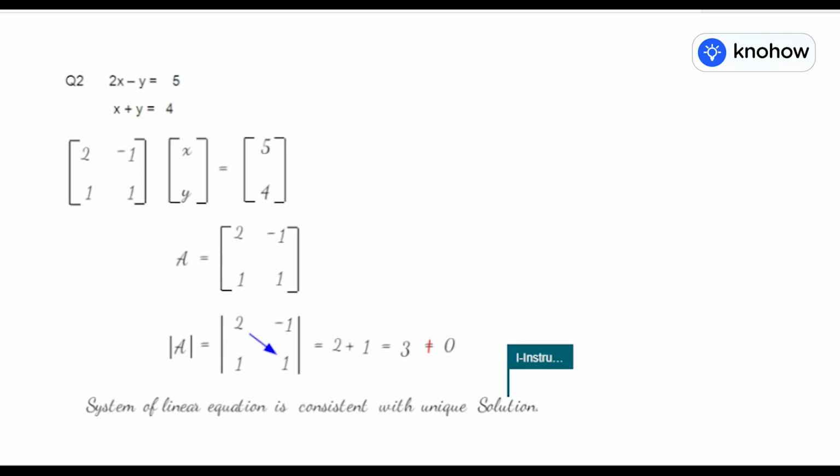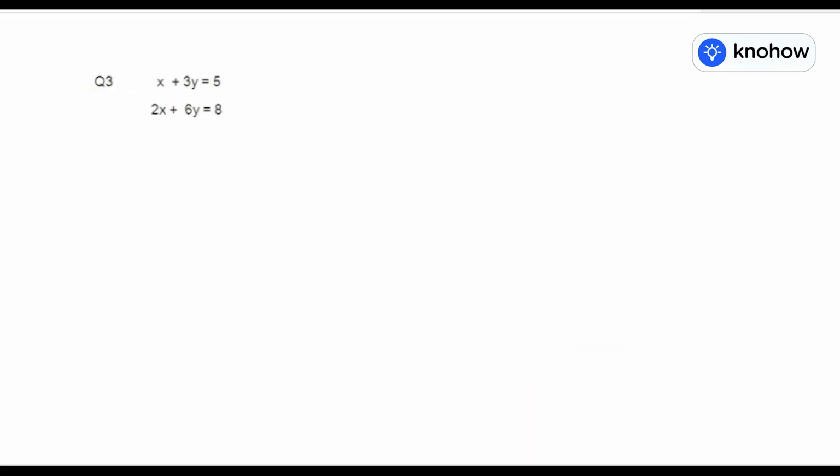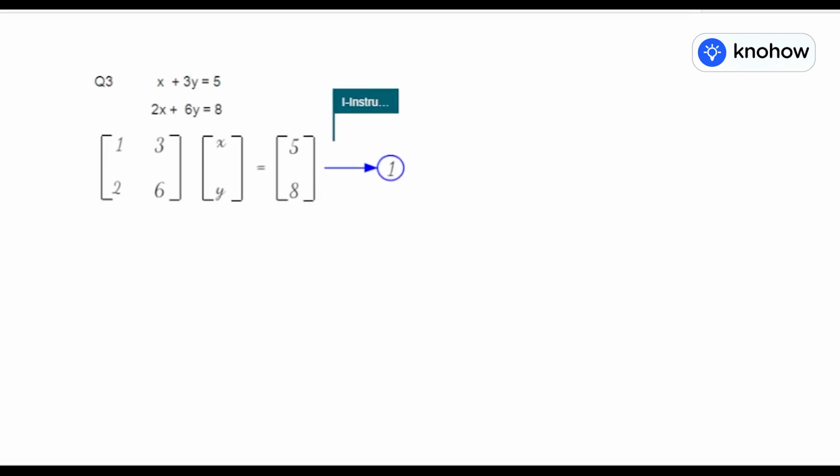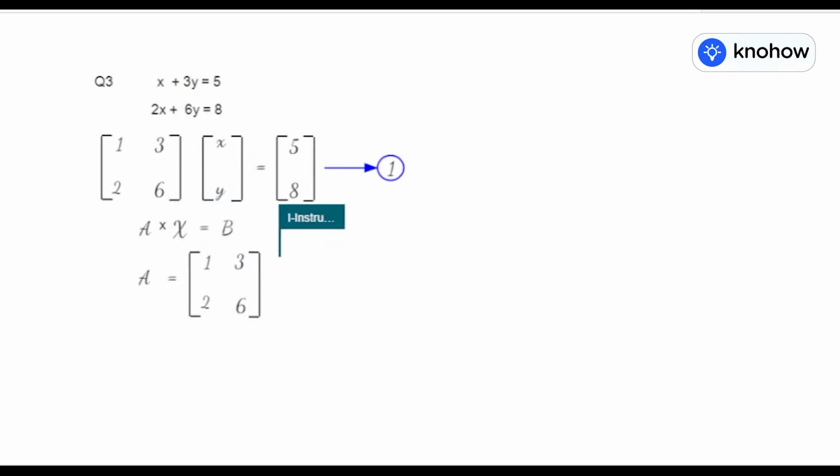Next, question 3. It is x plus 3y equal to 5, 2x plus 6y equal to 8. Put it in the matrix form, 1, 2, 3, 6, multiplied by x, y, equal to 5, 8. Call it one. Now what is the coefficient matrix? Let me rewrite it as AX equal to B. Here A is the coefficient matrix, that is 1, 3, 2, 6, and B I am calling the constant matrix. Now find the value of determinant A.